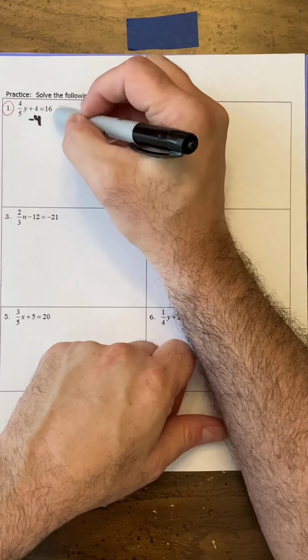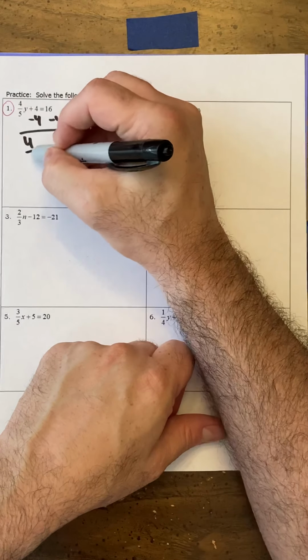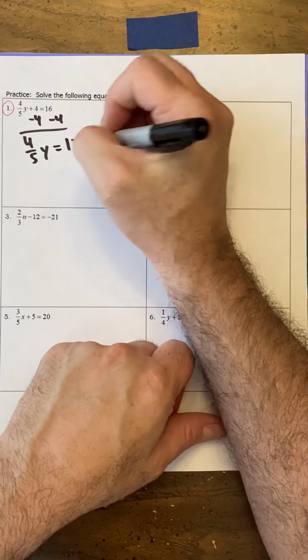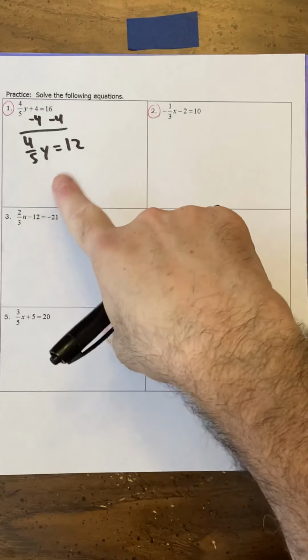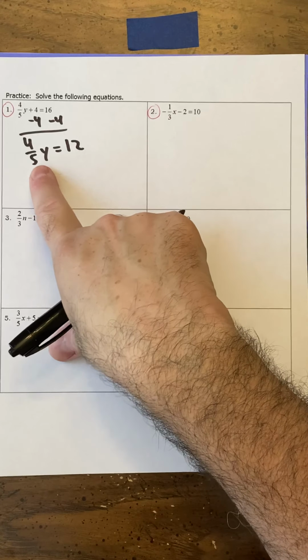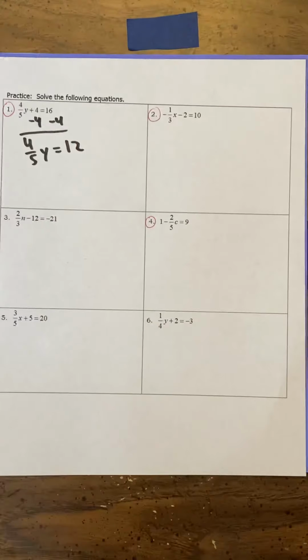By subtracting 4 from both sides, you're going to get 4/5 y equals 12. Now, in this problem where the coefficient of y is a fraction, we're going to use a different technique.